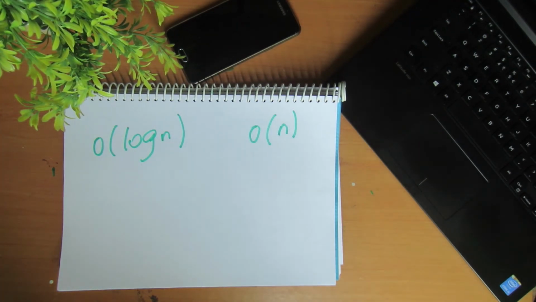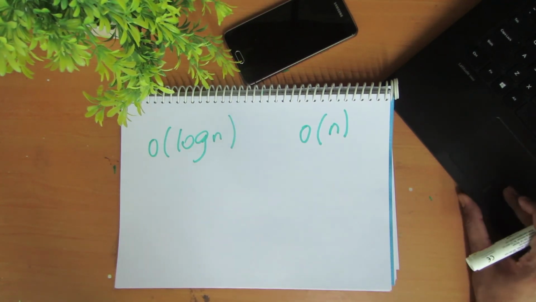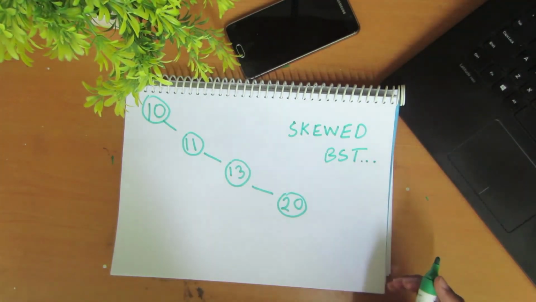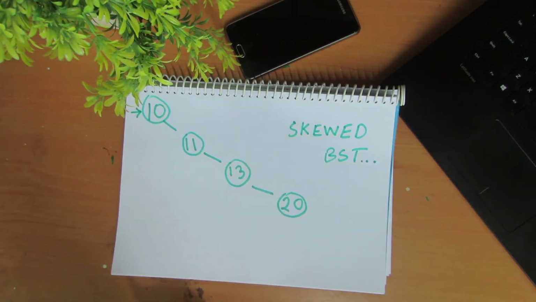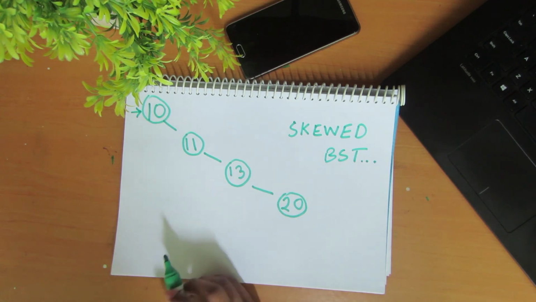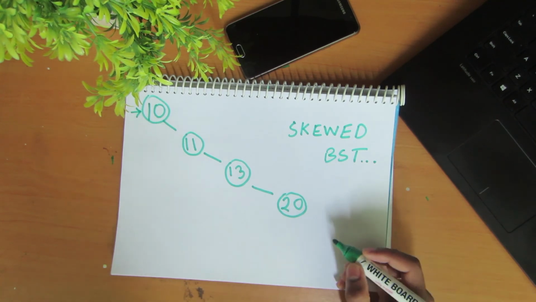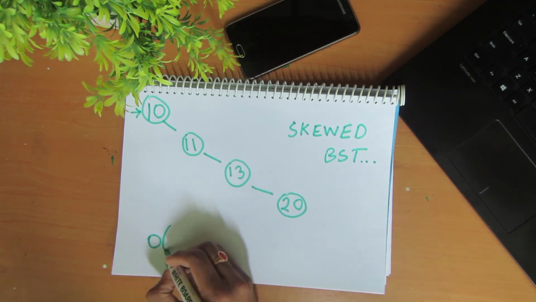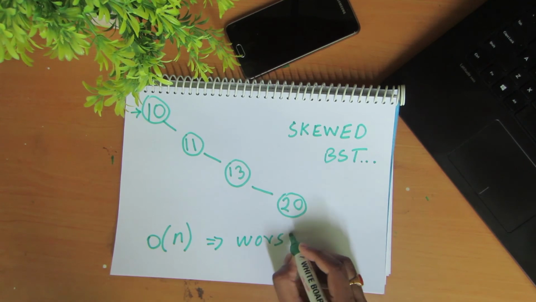But there is an edge case to it. If the binary search tree is a skewed binary search tree, then it is the worst case scenario. For example, this is an example of a skewed binary search tree where 10 is the root and the elements are in such a way that it creates the node organization in this manner. So in this case, the search complexity will be big O of n itself, and it is the worst case complexity of a binary search tree.